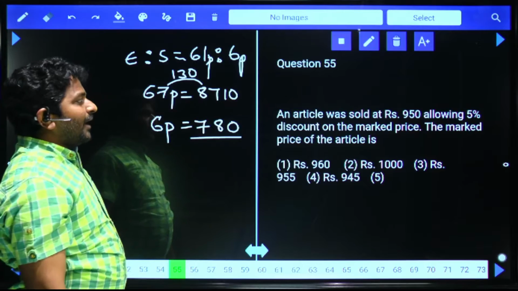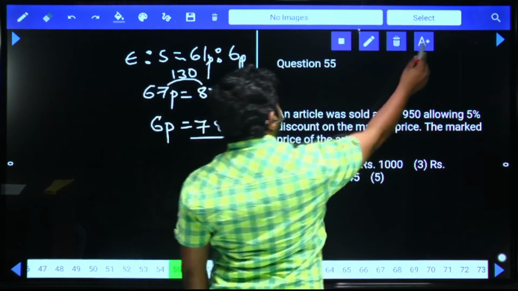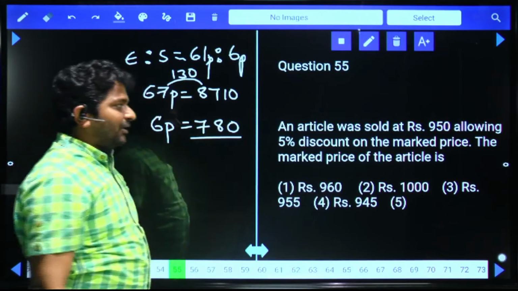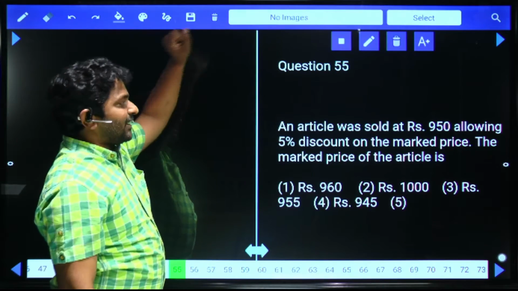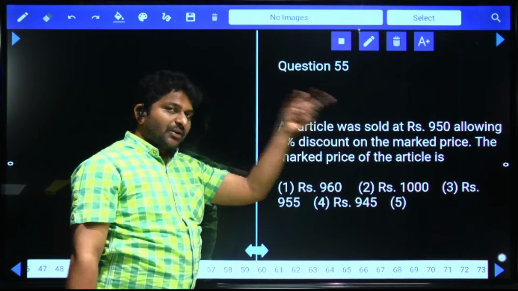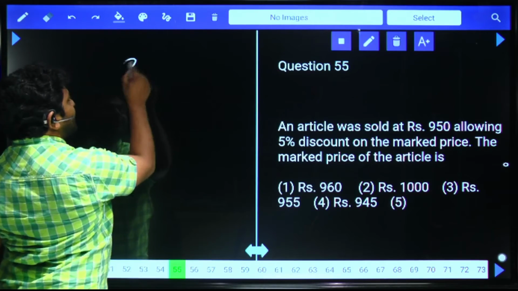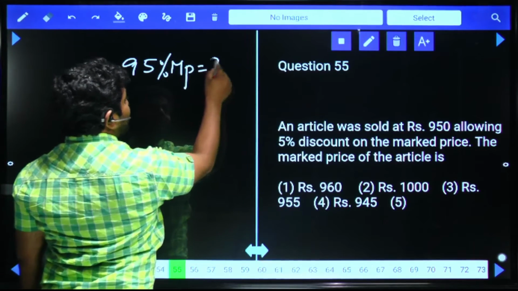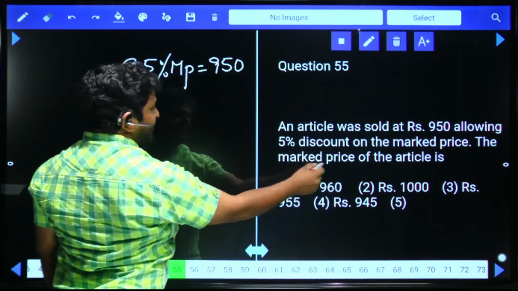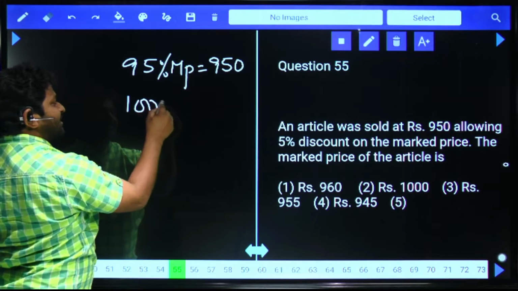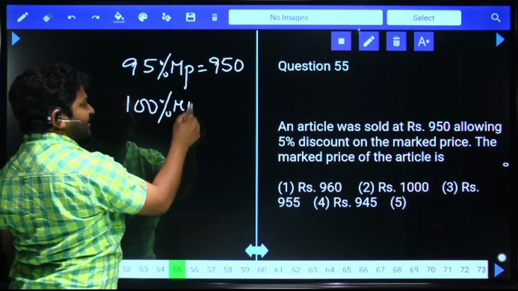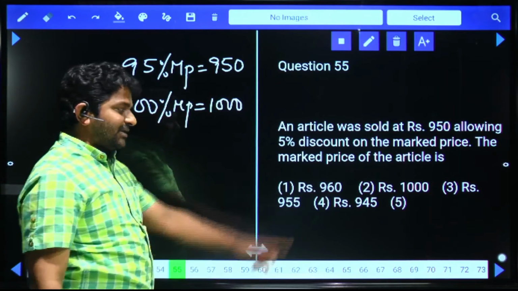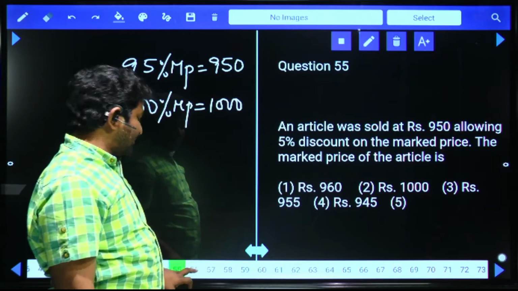Next. An article was sold at 950 rupees, allowing a discount of 5% on the market price. The market price of the article is? Okay, we gave a 5% discount, so the selling price is 95% of the market price, which is equal to 950, given in the question. The question asks for the market price. The market price is always 100%, and that is equal to 1000 rupees. 95 times 10, 100 times 10, 1000. Second option is the answer. Easy question.